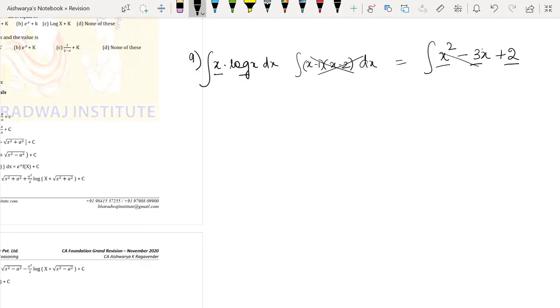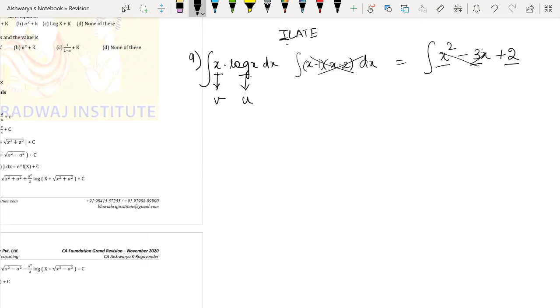However, both are not algebraic in this case, both are different. Then I will apply the concept of ILATE. ILATE means we have to look at these: I is an inverse function, L is logarithmic, A is algebraic, T is trigonometric, and E is exponential. So in this order we will assume. So this is a logarithmic. So this will become u in this case, and this will become v in this case, because x is an algebraic function. Log x is a logarithmic function.